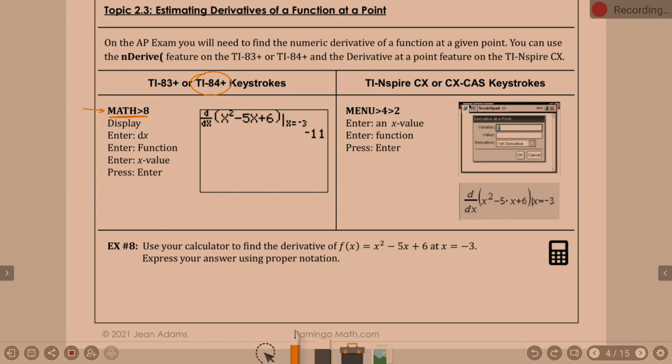Right here, d over dx. That's always just with respect to what variable are we taking the derivative? And we're taking the derivative with respect to x because x is what's in my problem. Then in the parentheses, you're entering your equation, so my equation being x squared minus 5x plus 6. At x equals, this is where you have to put in a number. You can't just leave this blank. It'll give you an error. You have to put in a number. At what number am I trying to find the derivative? -3 is what they gave us.